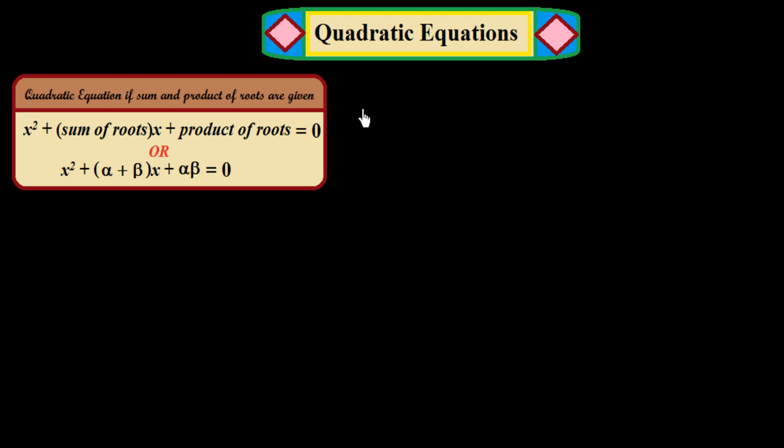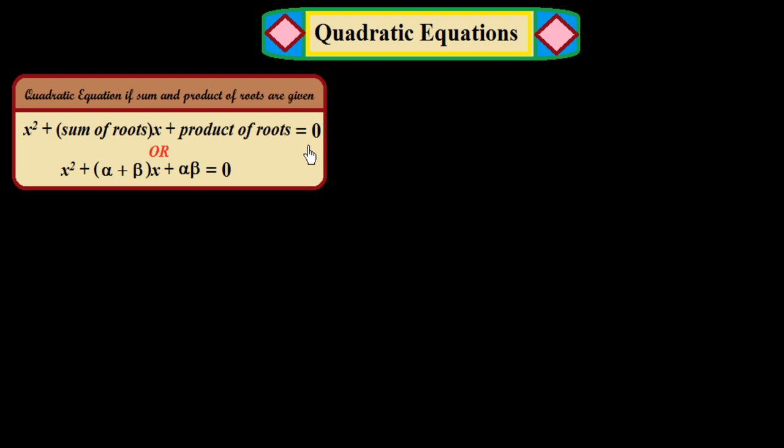We study how to form the quadratic equation if the sum of roots and the product of roots are given, or the roots are given. For this, if the roots are given, we have two ways to find out the quadratic equation. If the sum and product of the roots are given, we have only one way to find this equation.